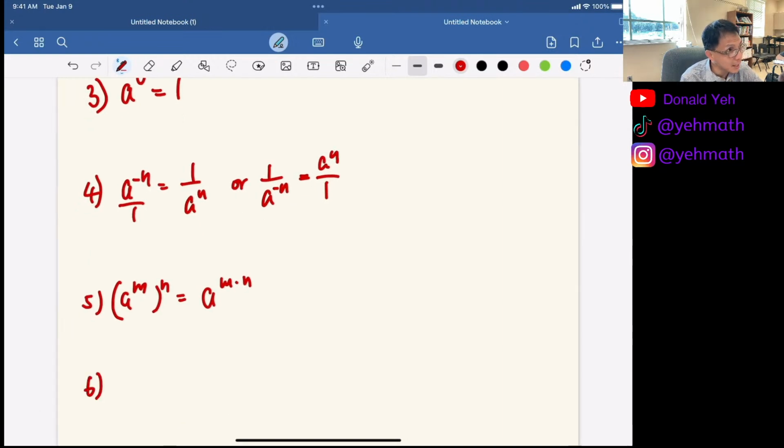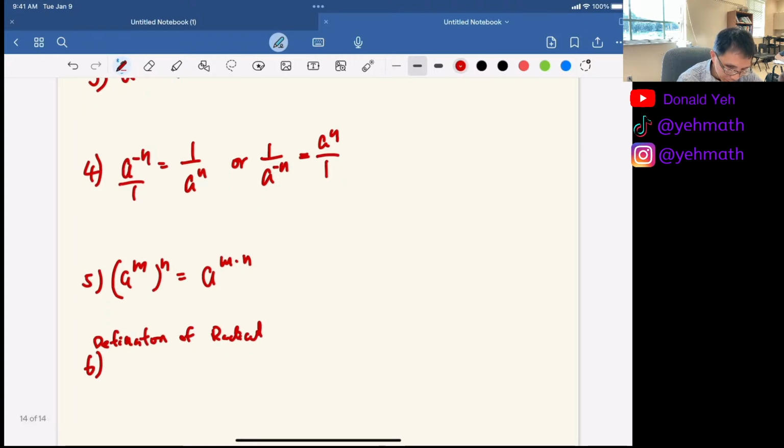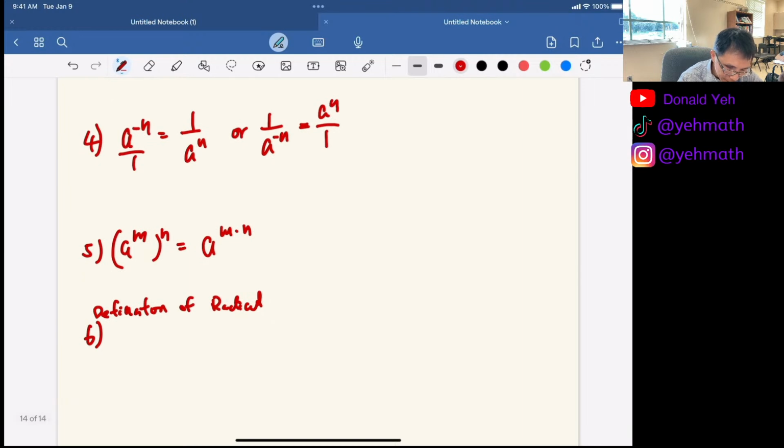The last one is actually not an exponent rule, but I list it with the exponent rules because you use it all the time. It's called the definition of radical. Now, what's the definition of radical? The definition of radical is a to the m over n. It's called a rational power. That means this n is the root of a to the m.